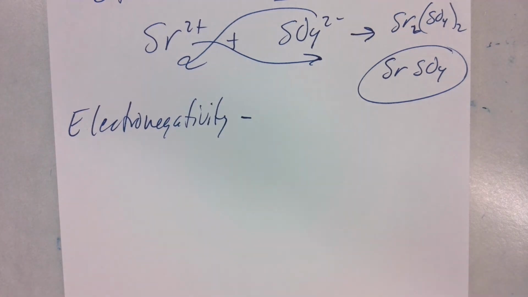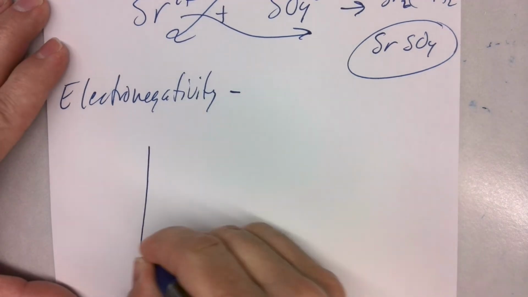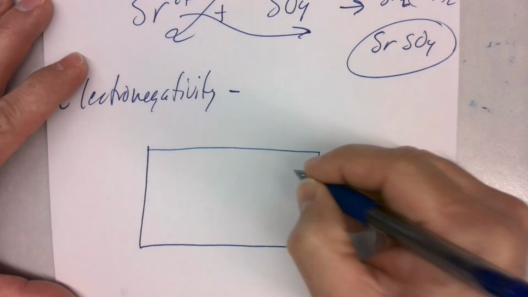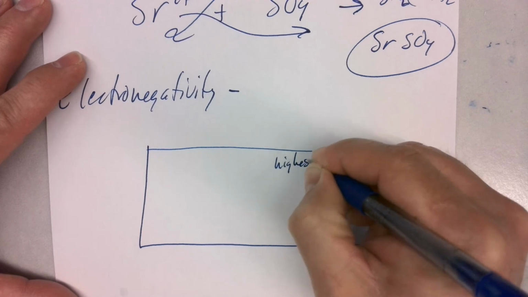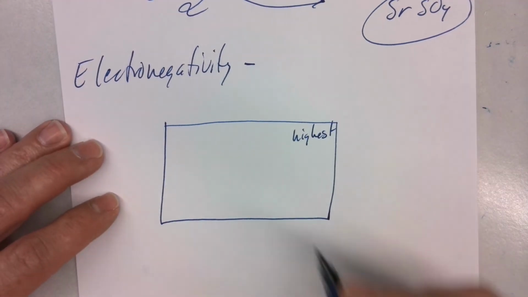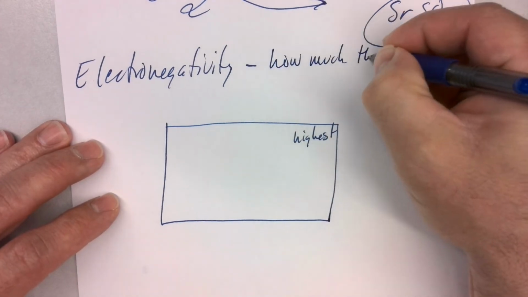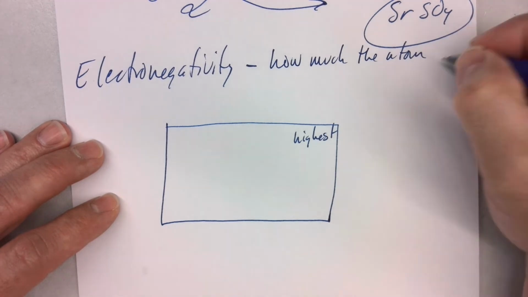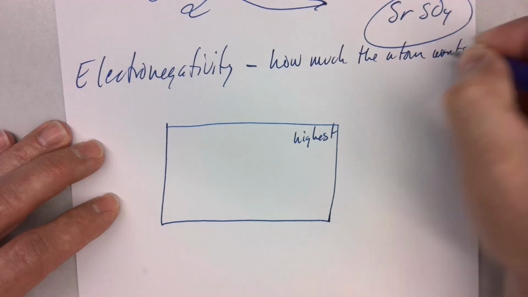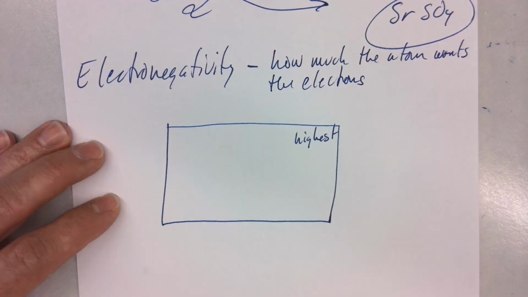Anybody? The top right is the highest. Exactly. It's like the amount of pull the electrons have on the... How much the atom wants the electrons. Okay, we talked about this.